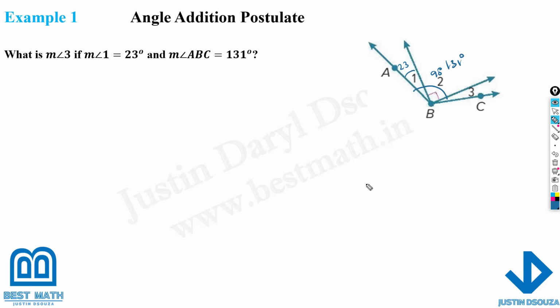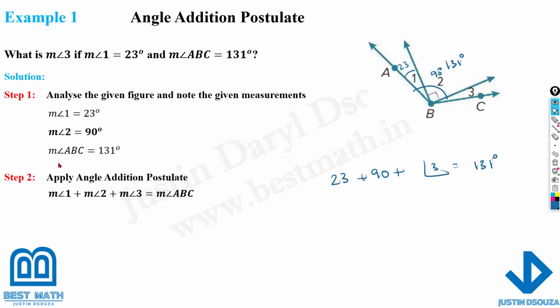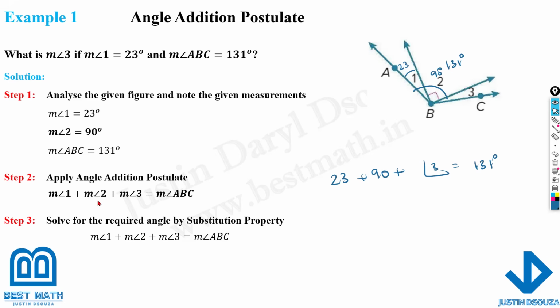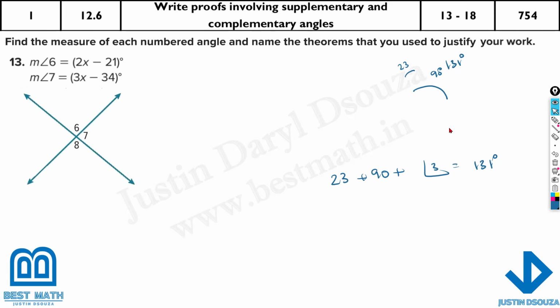This is 90. So all you need to do is 23 degrees plus 90 degrees plus the unknown angle C, which we are solving, will be equal to 131. Put this in the calculator, you'll get it. Or 131 minus 90 minus 23 would be the answer. Please try to solve it by yourself and then look into the steps here. That's known. And now that's the angle addition postulate. By substitution, we get the angle. Answer is 18 degrees. That's the measure of angle 3.